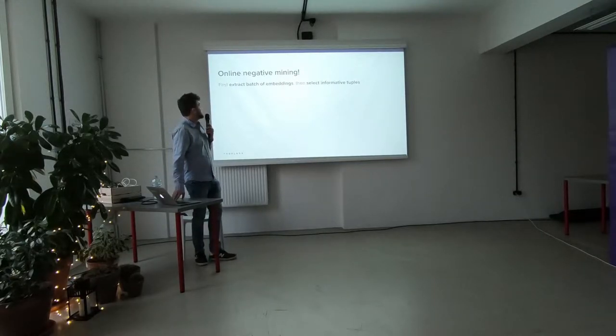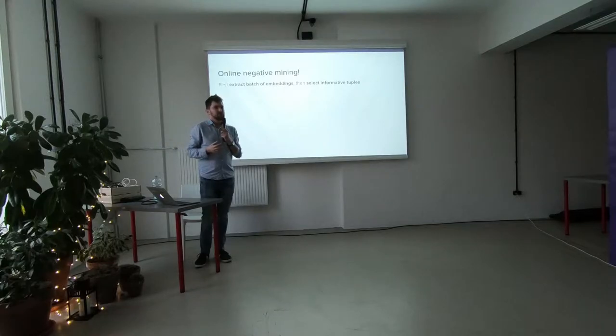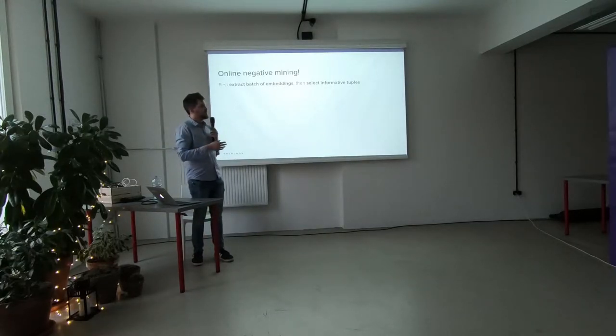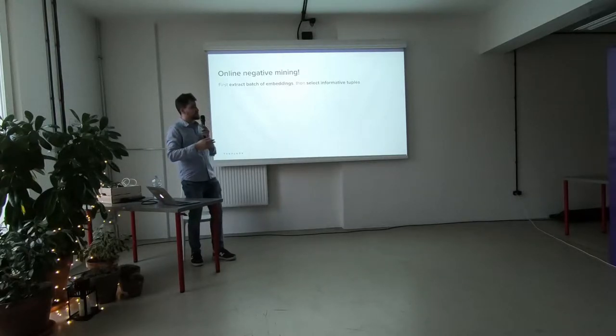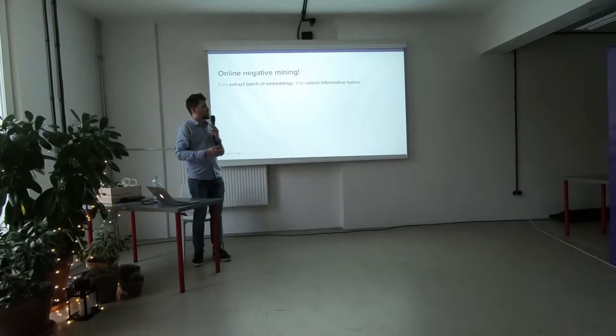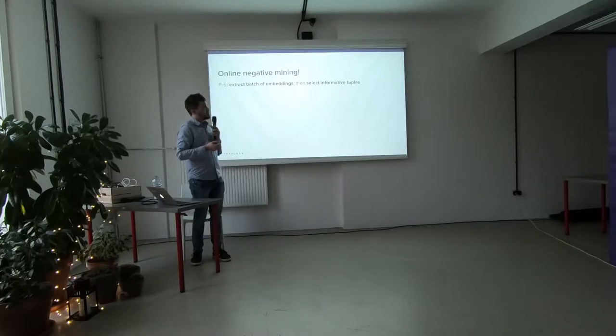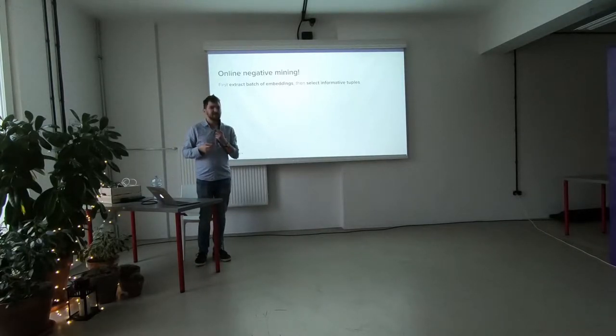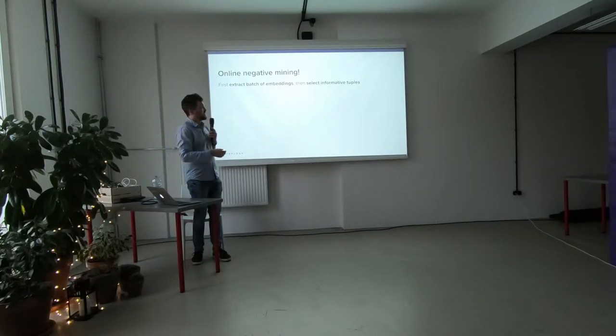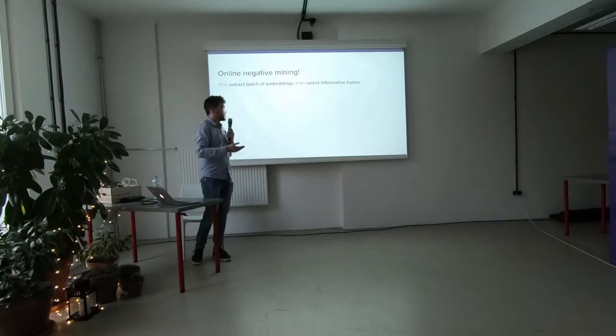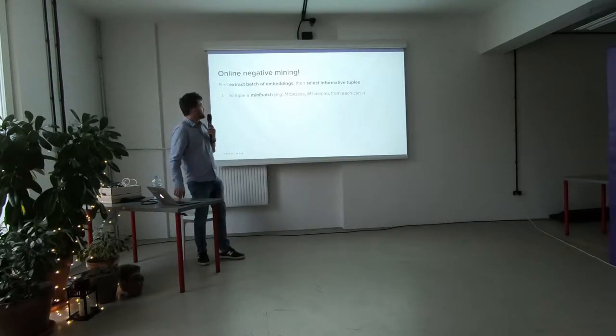What I mean by that is to first extract the embeddings from a batch of examples, which is something that we would normally do if we train any neural network. We usually process in batches. We compute the loss on a batch of examples. And from these embeddings, try to find the most informative pairs or triplets that will allow us better training. By the most informative, I mean hard. By hard, I mean the ones that have a large loss value, either contrastive loss or triplet loss in Siamese or triplet networks.